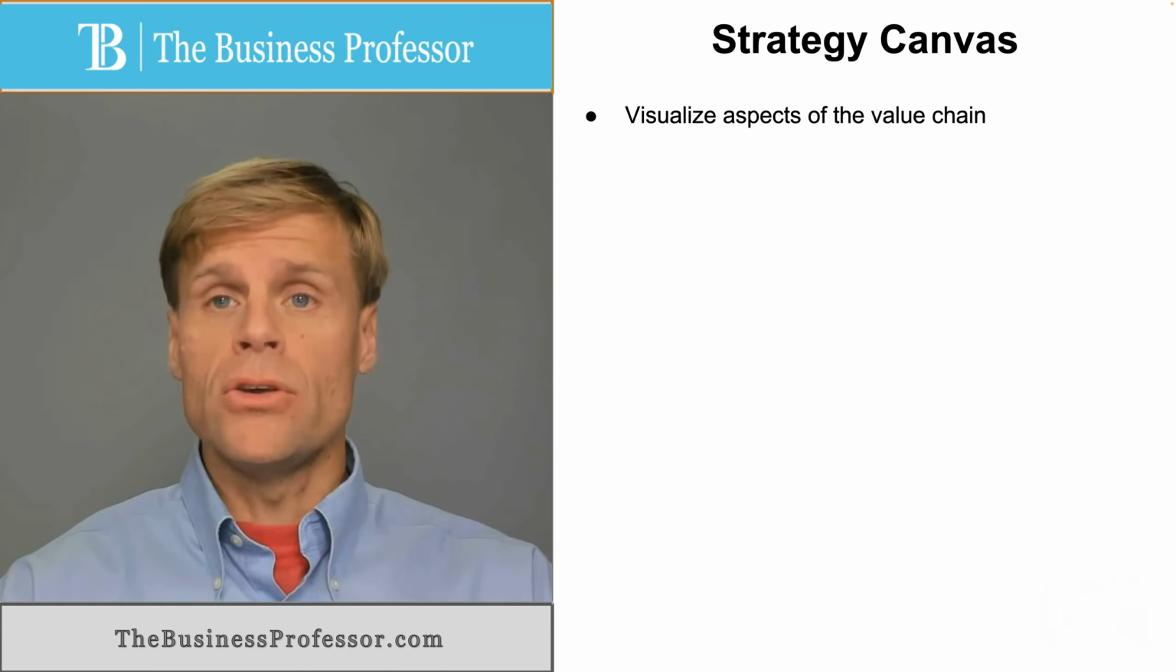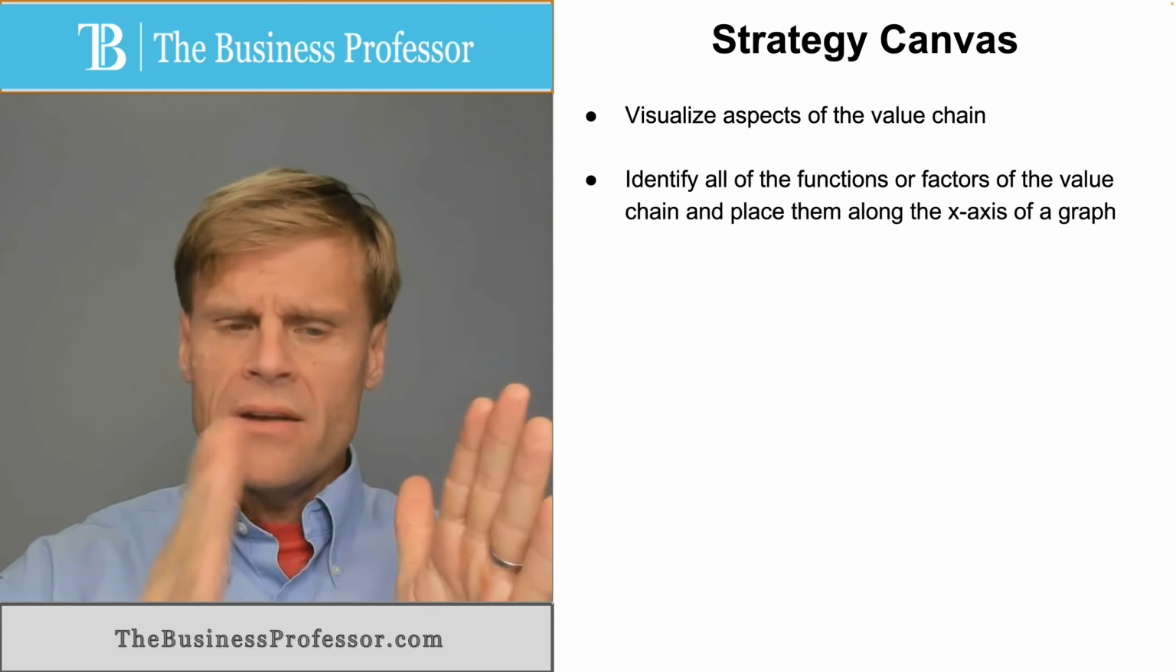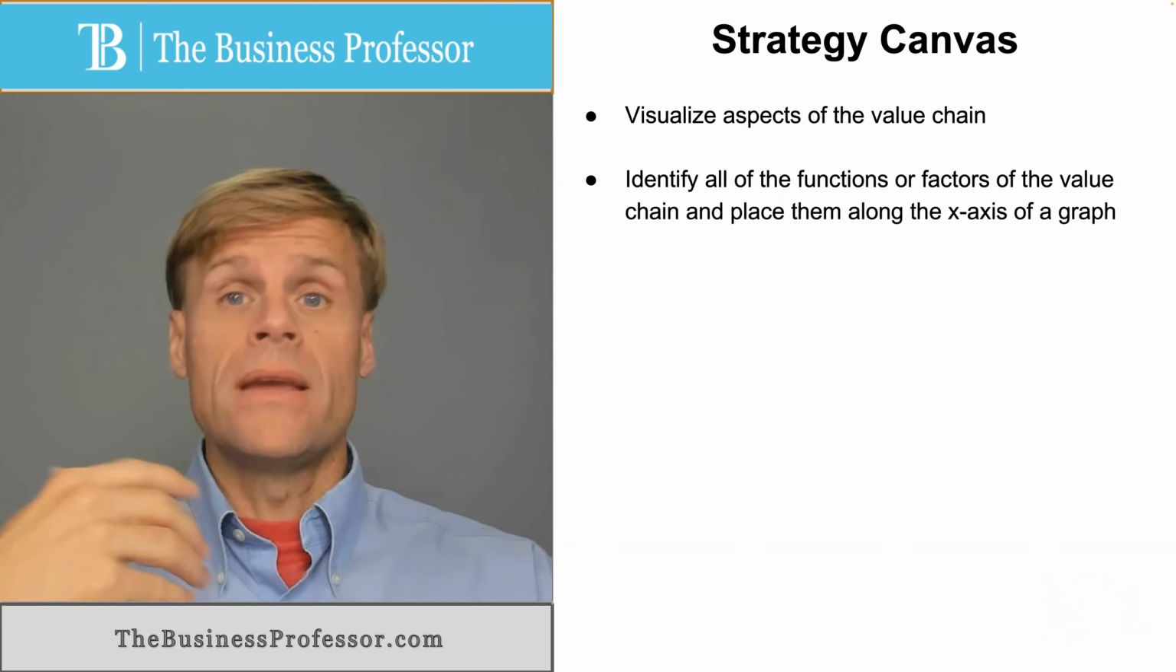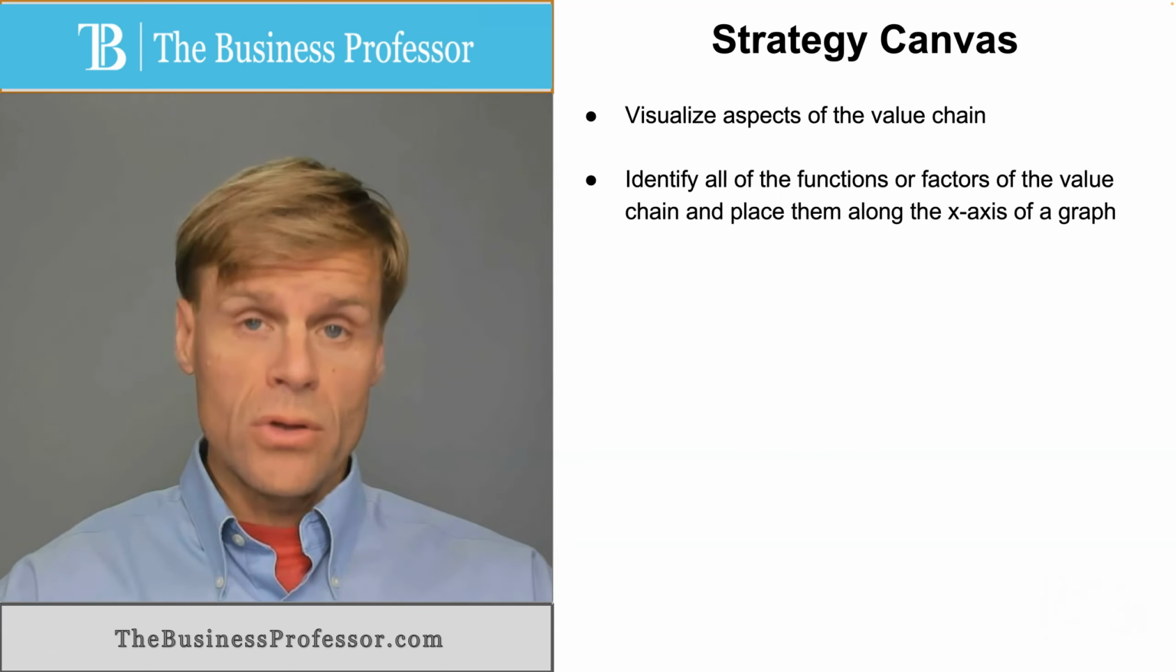Now, this canvas says that you should take a graph and identify all of the factors that are important to the operations of the business and put those along the x-axis. Now the y-axis represents a value scale. That is, how important are each of these factors to the business itself. Here's a visualization of how you would do this. You would put the competing factors on the x-axis and then the offering level, the value associated or the importance of it, on the y-axis.